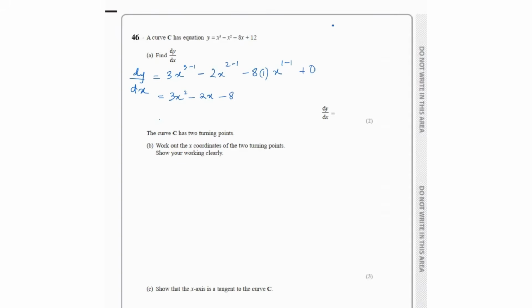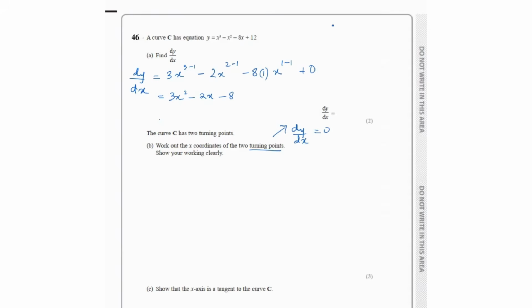Now it says the curve C has 2 turning points. Work out the x coordinate of the 2 turning points. So to work out the turning points, remember that at the turning points, dy by dx is always equal to 0. Always. Turning points are your stationary points. They're also called your maximum points or your minimum points. These are the terms we use for turning points.